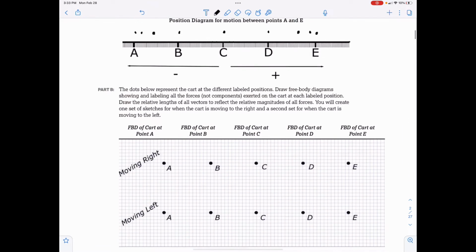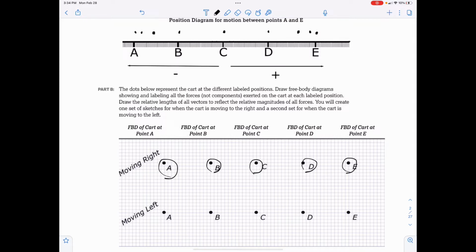Part B. The dots below represent the cart at different labeled positions. Draw free body diagrams showing and labeling all forces, not components, exerted on the cart at each labeled position. Draw the relative lengths of all vectors to reflect the relative magnitudes of all forces. You will create one set of sketches for when the cart is moving to the right and a second set for when the cart is moving to the left. Okay, so you can see what this would be when the cart is at point A, point B, point C, point D, and then finally at point E, all the way to the other side.